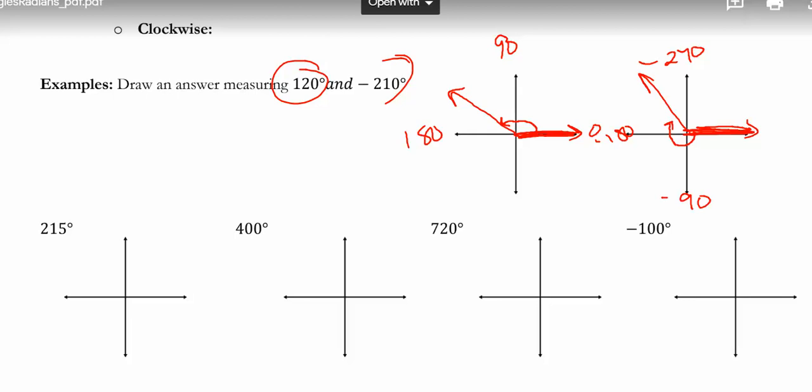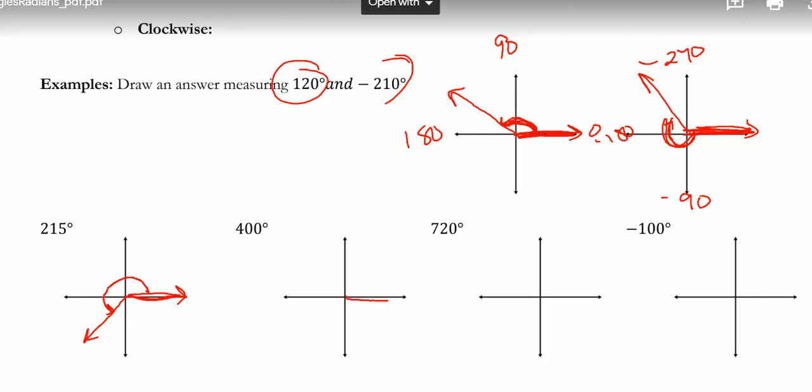So if you notice negative 210 and 120 degrees, they look like they're in the same spot, but they're actually not. The 120 is talking about this angle, and negative 210 is talking about that angle right there. So if we talk about 215 degrees, since it's positive, I'm going up. So it's going to go past 180, but before 270. And that would be my angle right there.